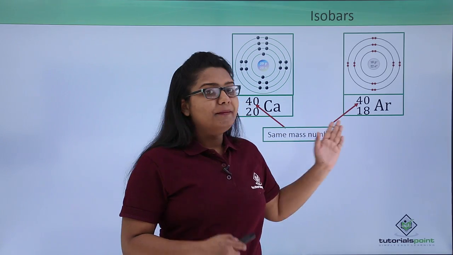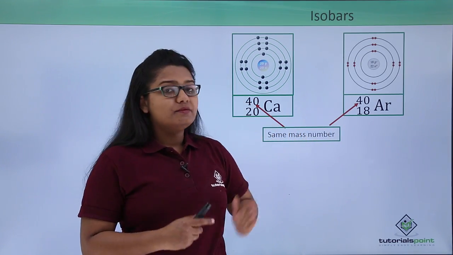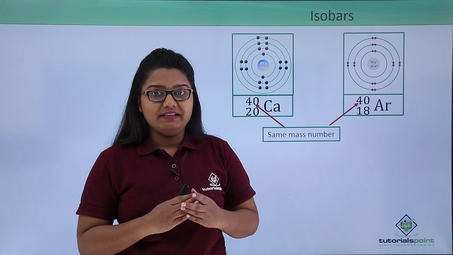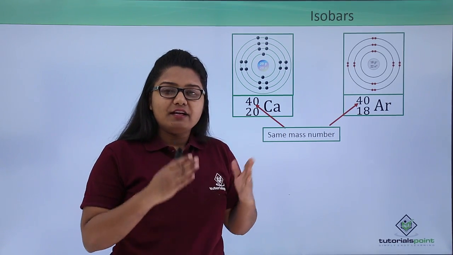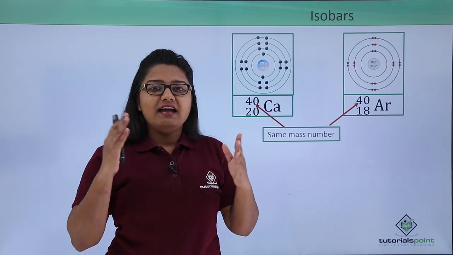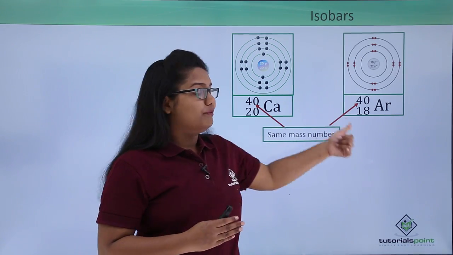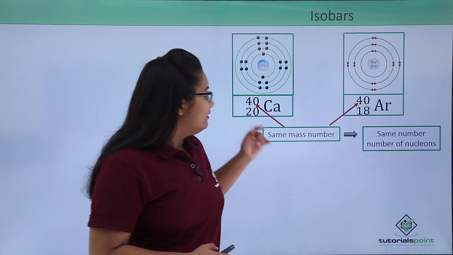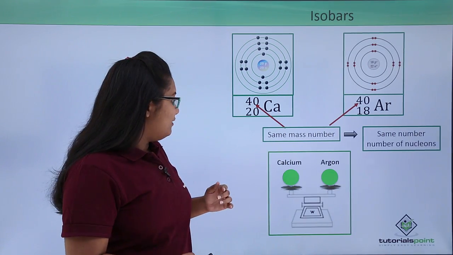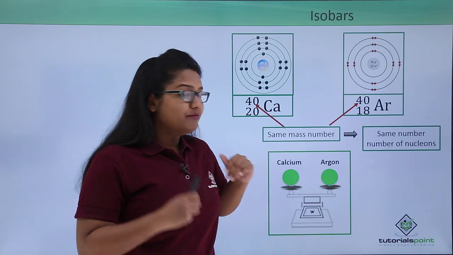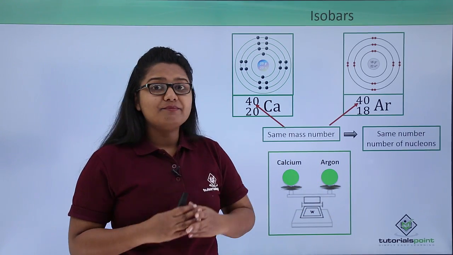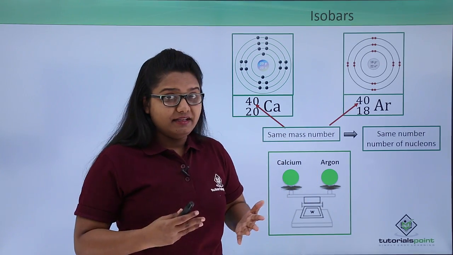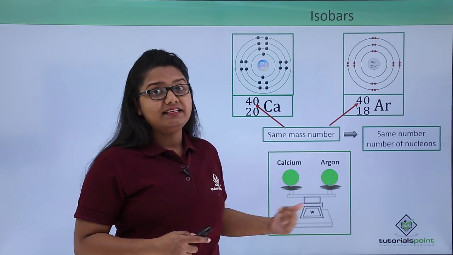Now this means that these two atoms must have an equal number of nucleons in them. That is, their number of protons and neutrons add up to give the same mass number to both of them, that is 40. This would essentially mean that when we take these two atoms and weigh them, we'll get the same weight. Even though they belong to different elements, they weigh exactly the same.